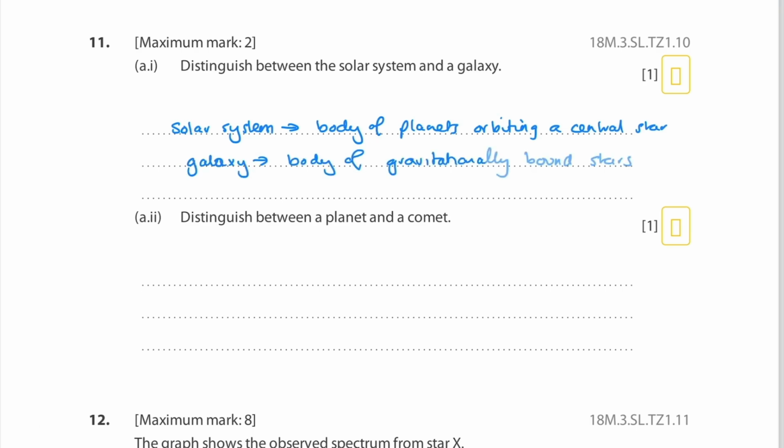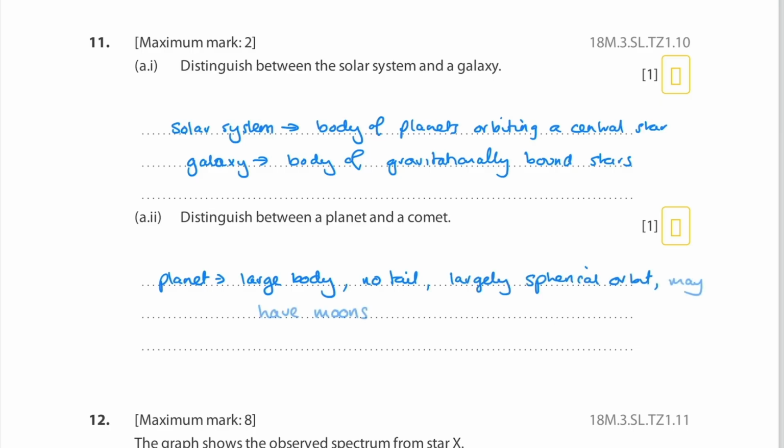A2, distinguish between a planet and a comet. Okay, well, a planet is large, it doesn't have a tail, it's got a largely spherical orbit and might have some moons. And in contrast, a comet is a small body, it does have a tail, it's got a strong elliptical orbit and it has no moons.